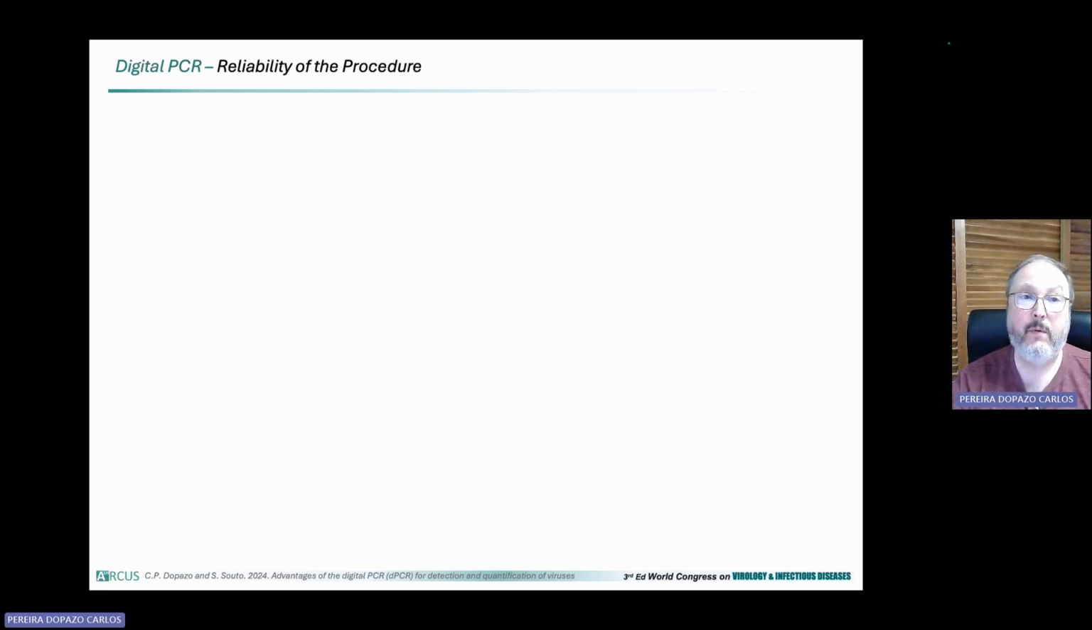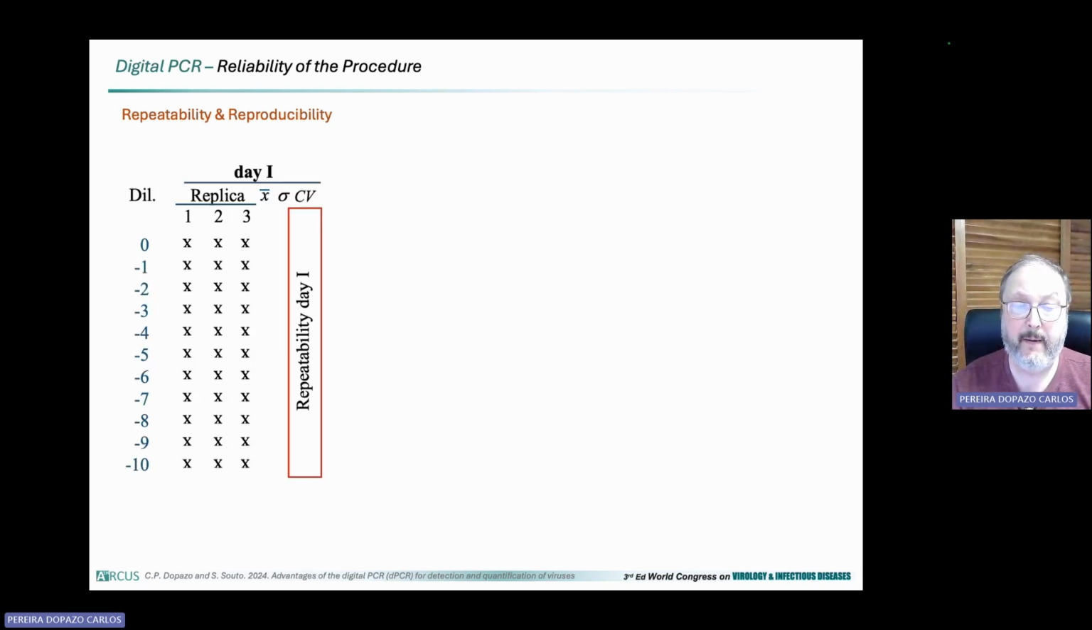Once we have the procedure already optimized, we start the validation of the protocol, and the first step is to evaluate the repeatability and reproducibility. So we select a reference strain, and from a known concentration, a known titer, we apply serial dilutions, and then digital PCR to calculate the number of copies per reaction that we have in each of the 3 replicas. This is the minimum: we have to use 3 replicas to calculate the coefficient of variation, which means the level of deviation with respect to the average value.